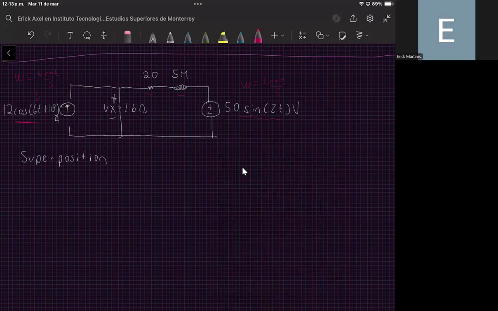And also the problem is asking us to compute the voltage Vx, the voltage that is in the 16 ohm resistor. So that's why we need to find another approach in which we can use the phasor representation and impedances in order to calculate this voltage. The problem, as I mentioned before, is that we cannot convert all the elements in the circuit into the frequency domain directly because we have these two sources that have different frequencies.